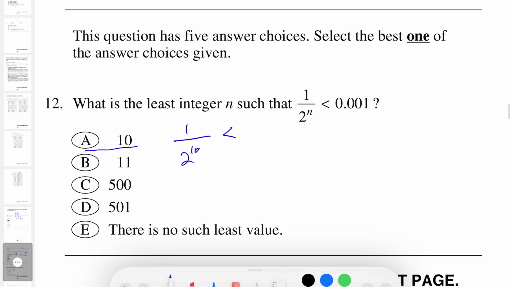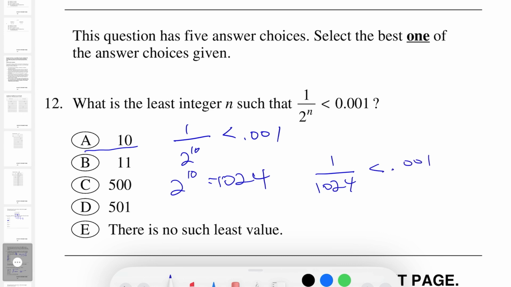1 over 2 to the 10th is less than 0.001, and 2 to the 10th equals 1024. This is something you can either do in your calculator or mentally. 2 to the 3rd is 8, and then 2 to the 4th is going to be 8 times 2, 16, and I can keep going from there. It's pretty easy to do 2 to some exponent. So 1024. That means that 1 over 1024 is less than 0.001.